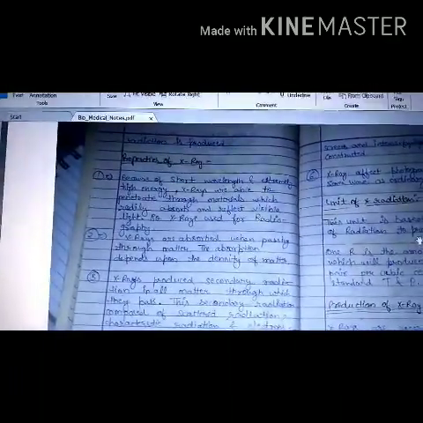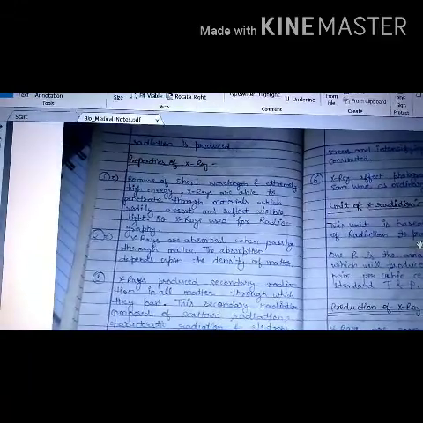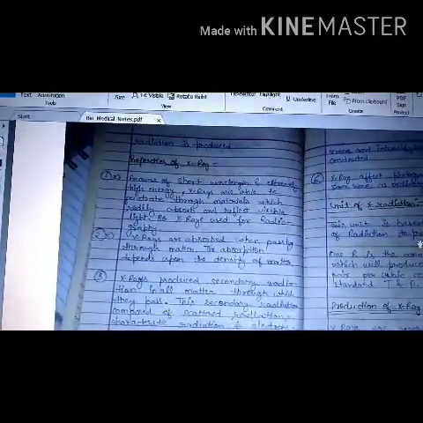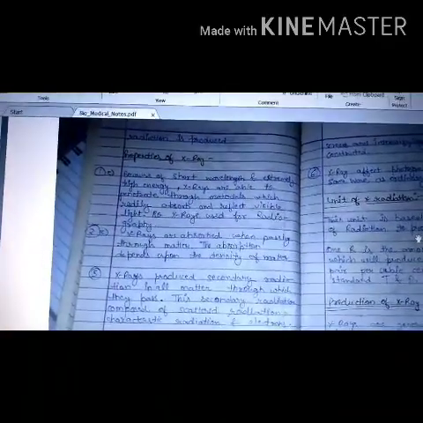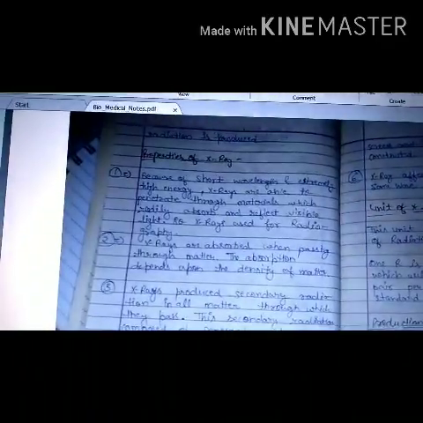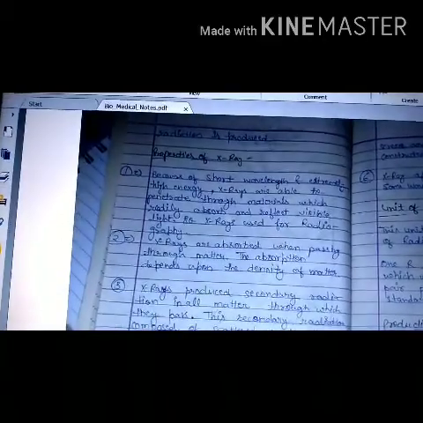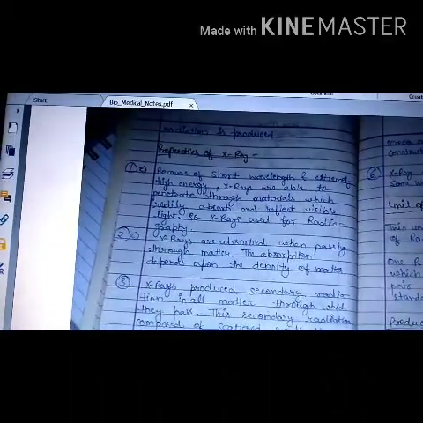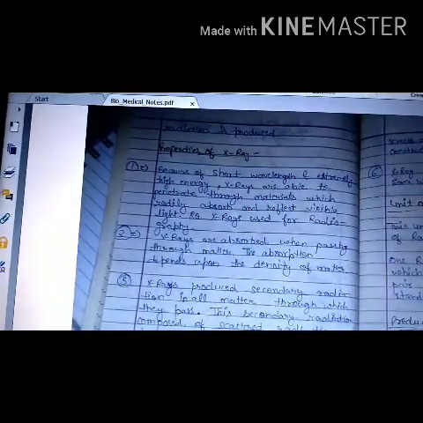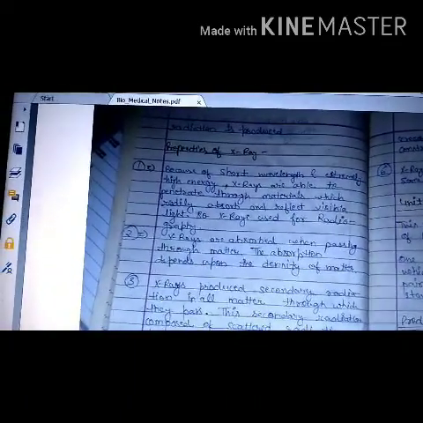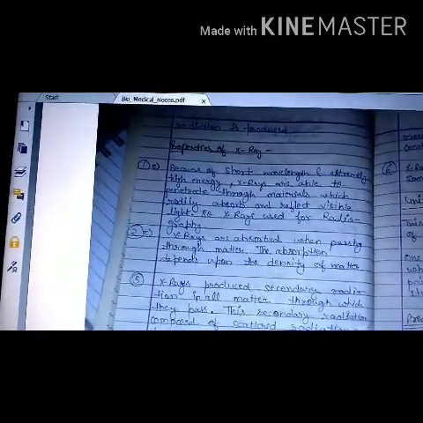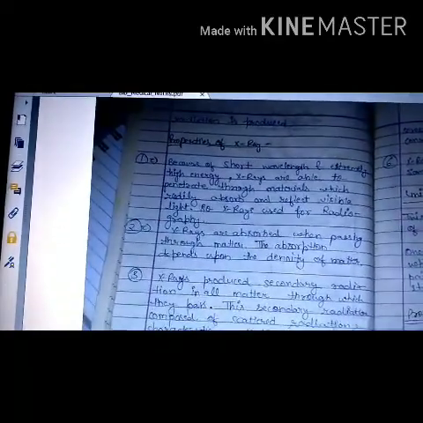There are some 5 or 6 very important properties of X-rays which help us in its utilization in different medical applications. Okay, let us look at them now. The first one is, because of the short wavelength and extremely high energy, X-rays are able to penetrate through material which readily absorb and reflect visible light. So X-rays are used for radiography.